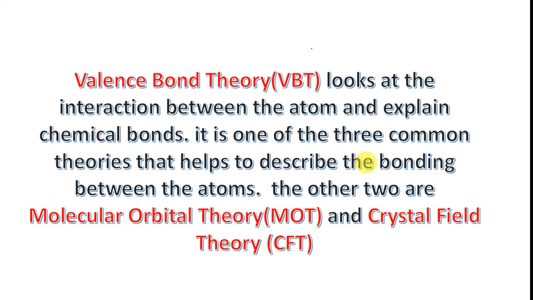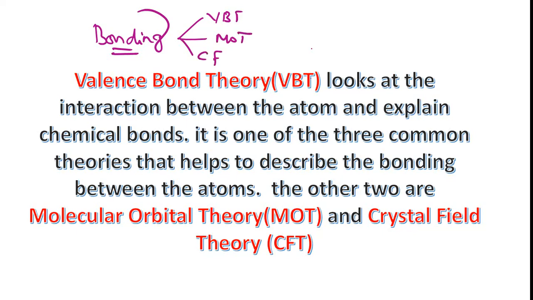So, valence bond theory. There are three theories to describe the bonding in atoms. They describe the nature of chemical bonds, right? One is VBT, another one is MOT, molecular orbital theory, and another one is CFT, crystal field theory. The valence bond theory talks about the interaction between the atoms and explains the chemical bonds here. The other two theories are MOT, molecular orbital theory, and crystal field theory.